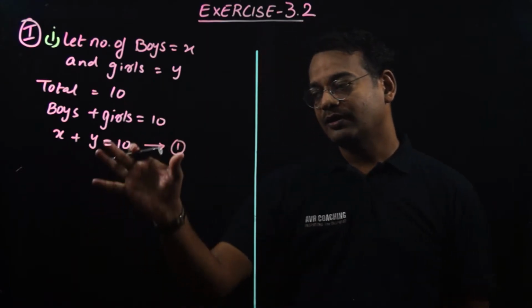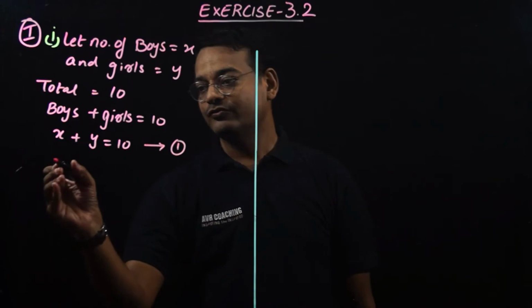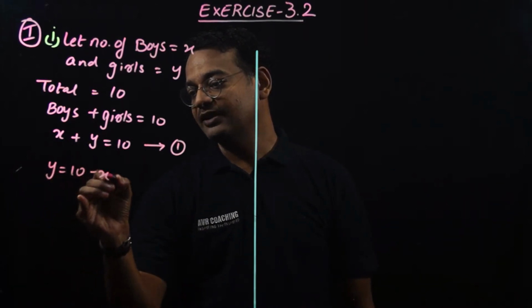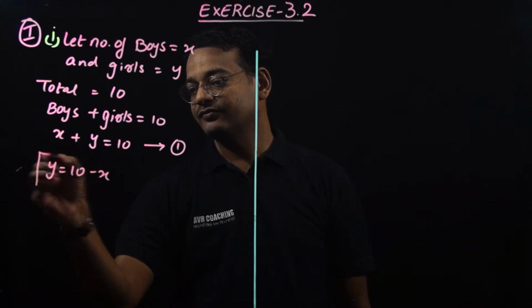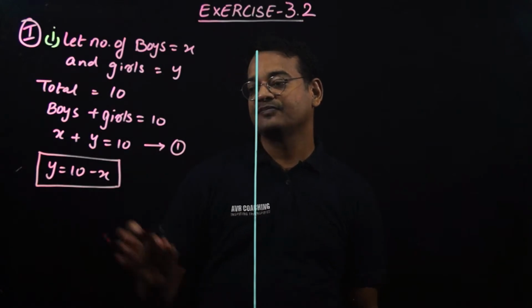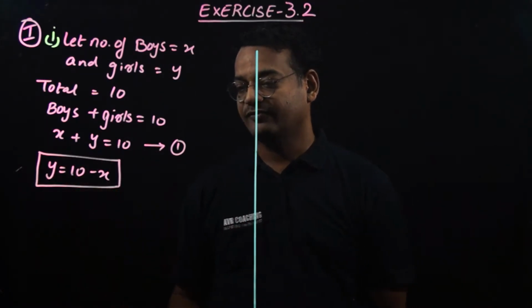Now to draw a graph for this equation, we have to leave y alone on the left hand side. So we are going to do that now. So this will be y equal to 10 minus x. Now for this we are going to assume x values and get y values, and for those values we are going to do the graph.